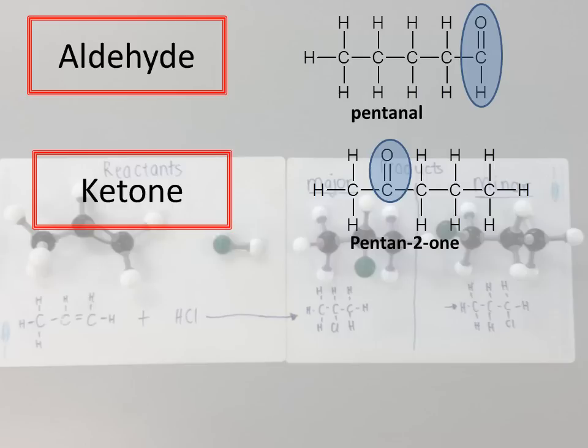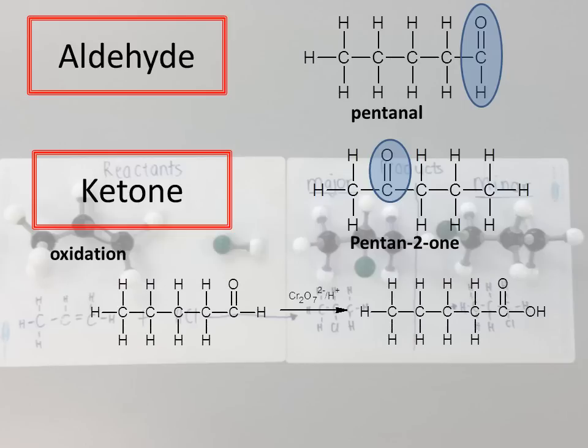Aldehydes are partially oxidised, so we can oxidise them one more step. Here we go. We can take this aldehyde functional group and oxidise it with acidified dichromate, and we can make a carboxylic acid.